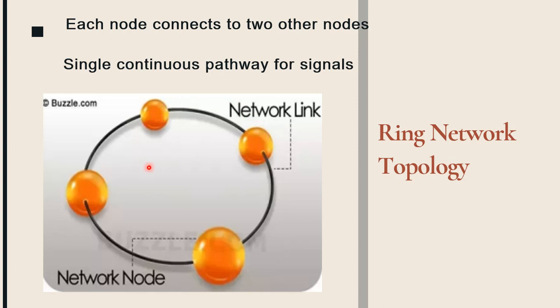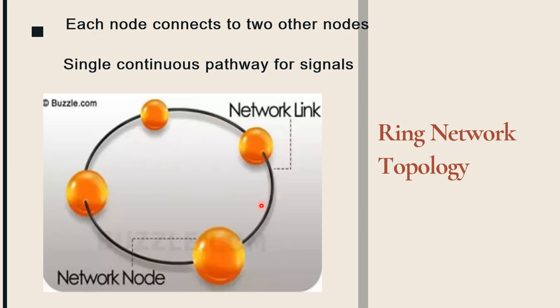So in this way, one node connects to two other nodes. In the same way, if you take an example of this node, this is the node which is connected to two other nodes, this one and this one. So in this way, it forms a circle, it forms a ring type shape. That is why it is known as ring network topology. It has a single continuous pathway of the signals. The signals in this particular type of network topology flow in this particular direction.